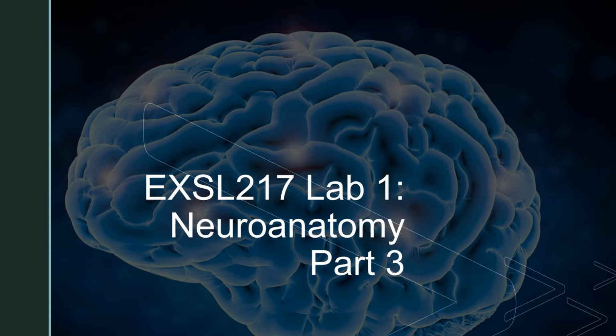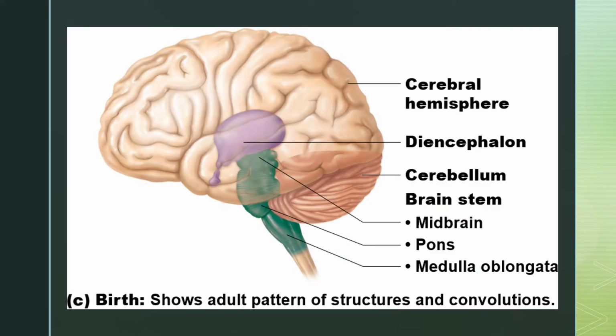So let's move forward. Okay, so like I said, we're going to discuss the diencephalon here, the brain stem, which includes the midbrain, the pons, and the medulla oblongata. And then previously we discussed the cerebral hemisphere, so we went over that stuff already.